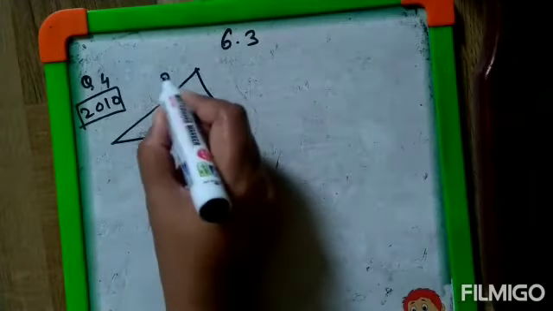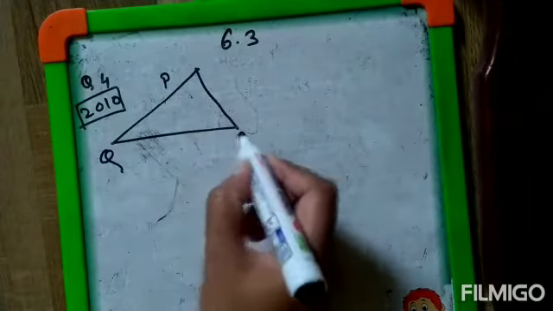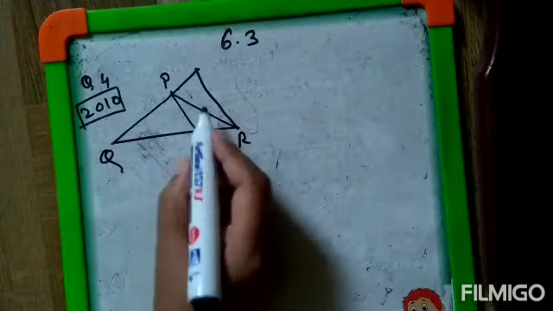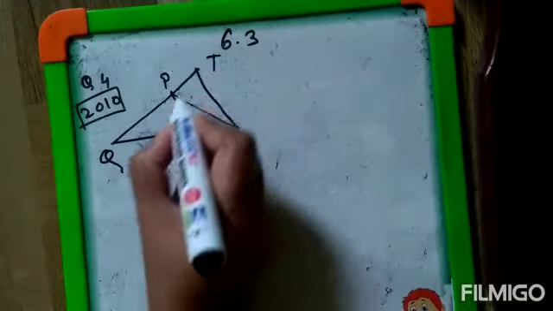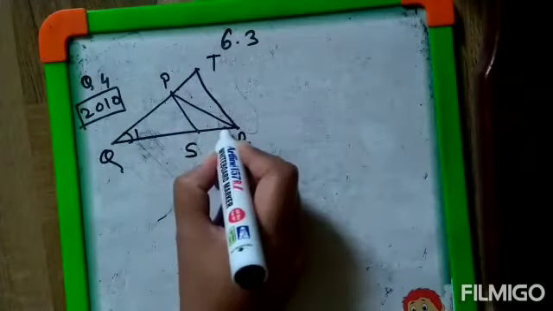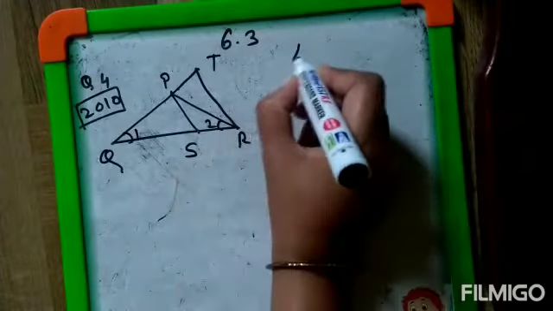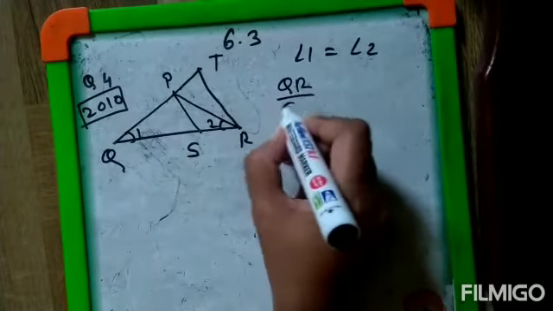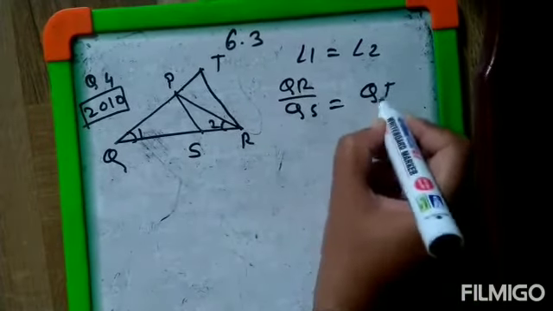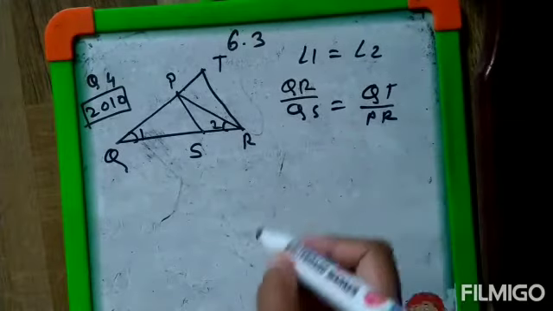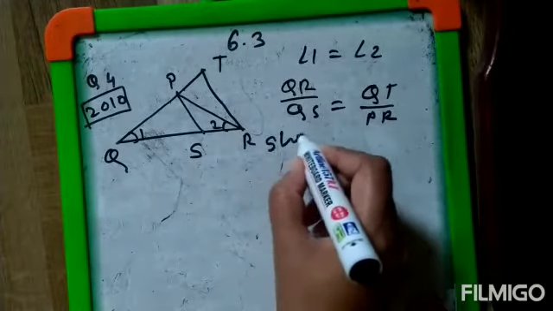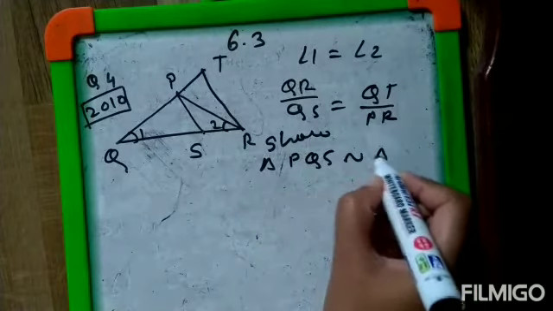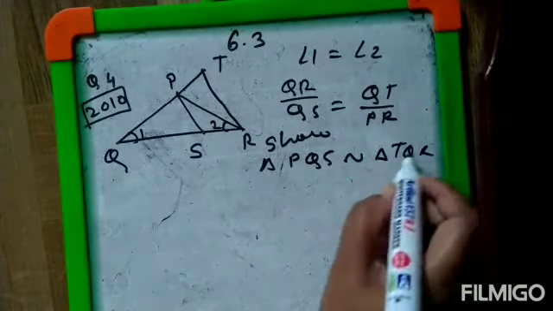So first draw the triangle PQR. Here is the point S and T. Angle 1 and angle 2 are equal, and it is also given that QR upon QS is equal to QT upon PR. We have to show that triangle PQS is similar to triangle TQR.